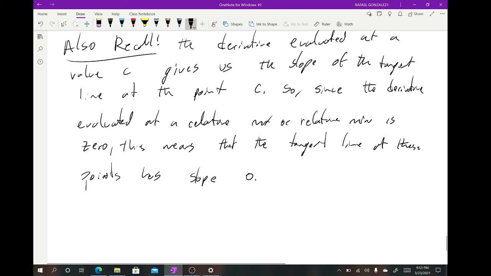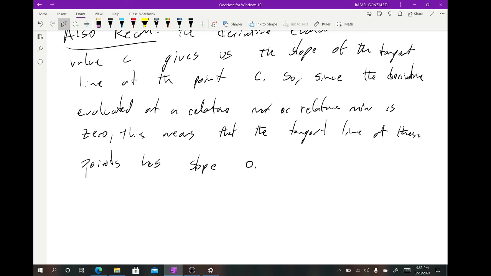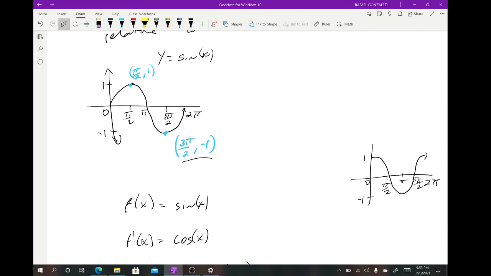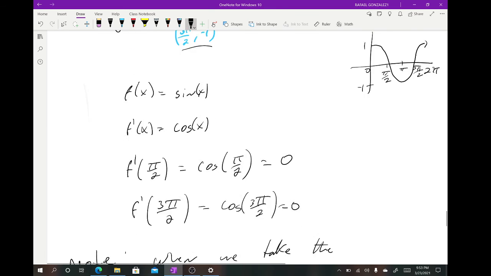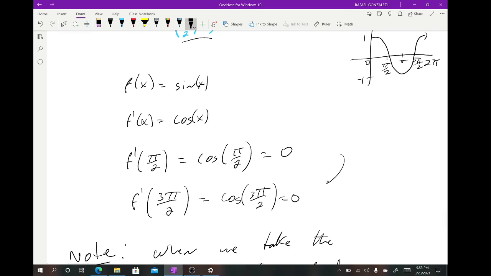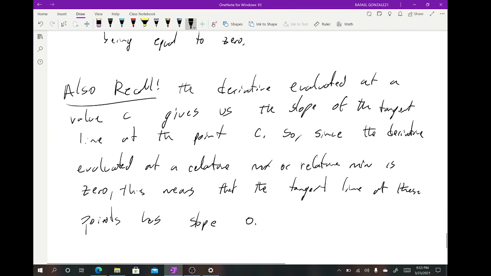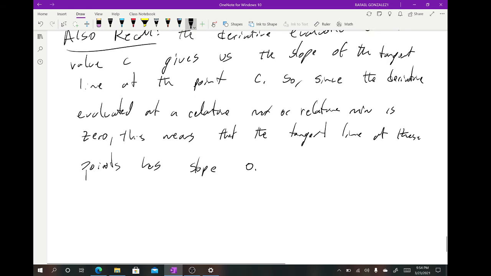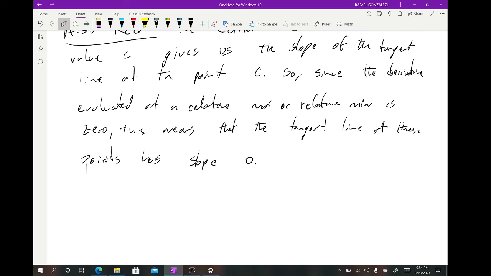Remember when we took the derivative and we evaluated at a particular point, that gave us the slope of the tangent line at that particular point. So because, as we see from these two examples, whenever we take the derivative and evaluate it at a relative max or min, the derivative is equal to 0. That means that the slope of the tangent line at the relative max and min is 0, which means that we have a horizontal line. So that's the big takeaway from this section.